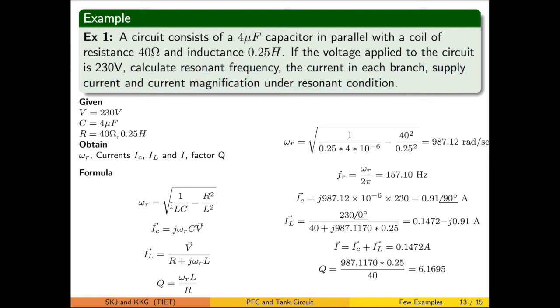So it is having a direct formula, ωR is equal to the square root of 1 upon LC minus R square upon L square. So all parameters are specified in the problem. We can calculate the resonant frequency.